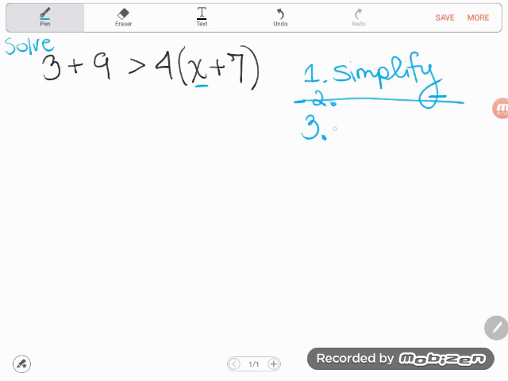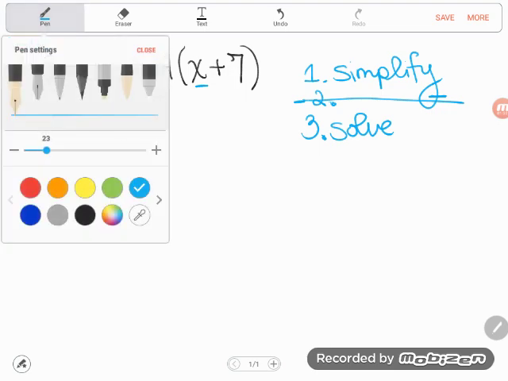But the third step is work to get the letter alone. That's when we start solving. We start getting the letter alone on its side of the, in this case, inequality symbol. Okay, so let's do this. First thing I want to do is simplify. Do any straightforward math on the left or right hand side that I know how to do. It's basically like obeying the symbols.